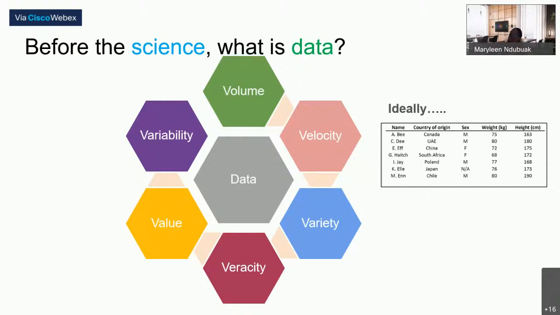And variability. That's talking about how data is going to come in different forms, in different dimensions. And even when it's streaming, it could come at different speeds. So this one could be coming every second, the other one every minute or every 5 minutes. It just comes in those different forms. So you need to deal with all of that.